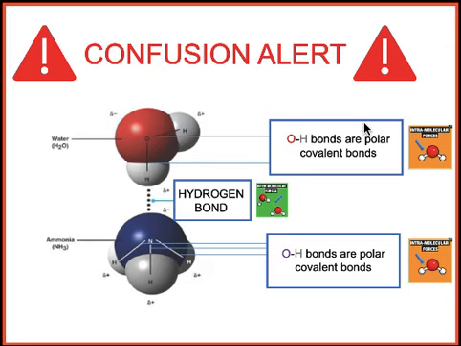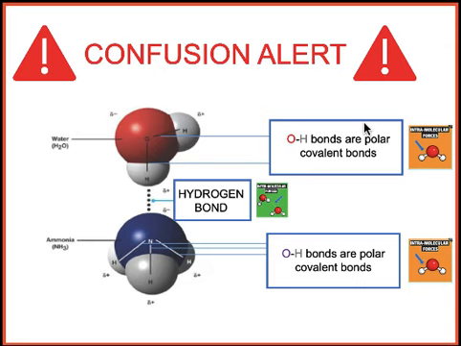One of the biggest areas of confusion for people is what a hydrogen bond is. It seems a bit simple, but it's not. OH bonds in water, OH at the top, that red and gray molecule, OH bonds are polar covalent bonds. Those are not hydrogen bonds. Yes, there's a hydrogen, but it's not a hydrogen bond. It's a covalent bond. This is an intramolecular bond.